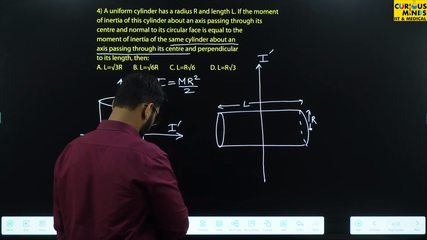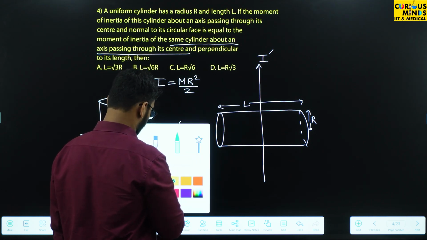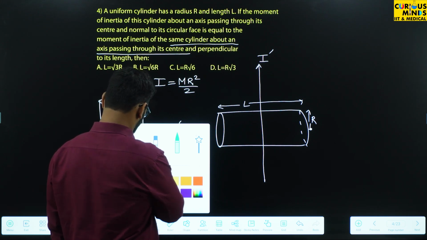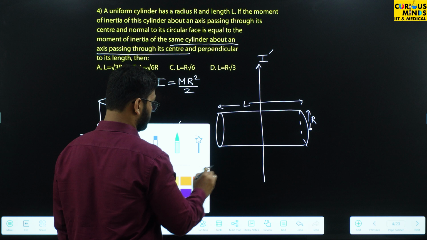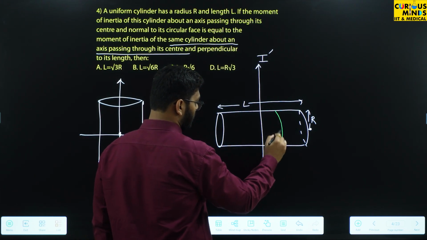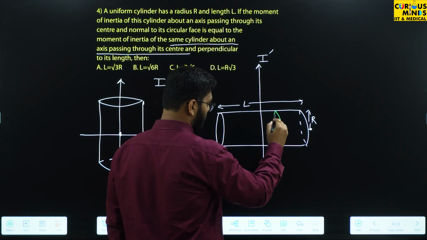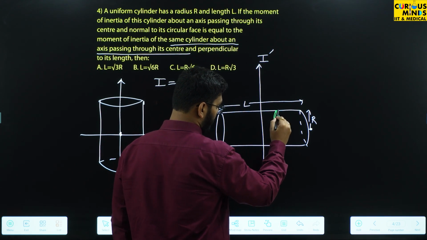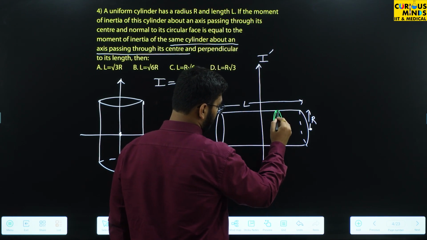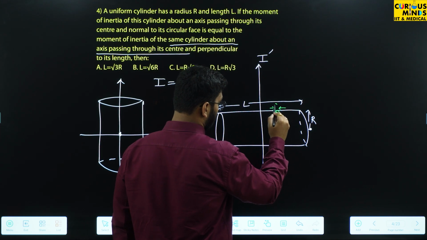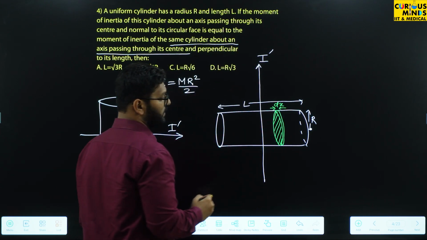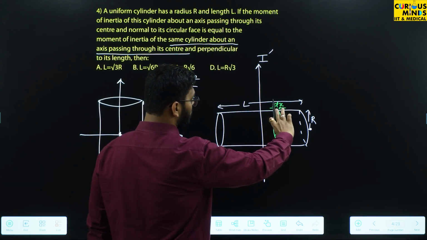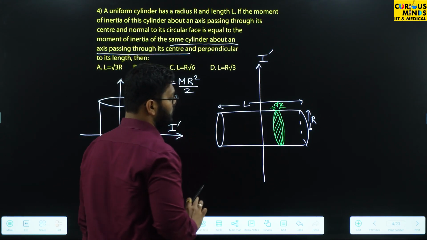See, what we can do is, let me use a different color, let's use a disc here. Let's say there is a disc. Let's say it has a thickness of dx, and radius will be r. Now we have to find out the moment of inertia about this axis because of this disc.